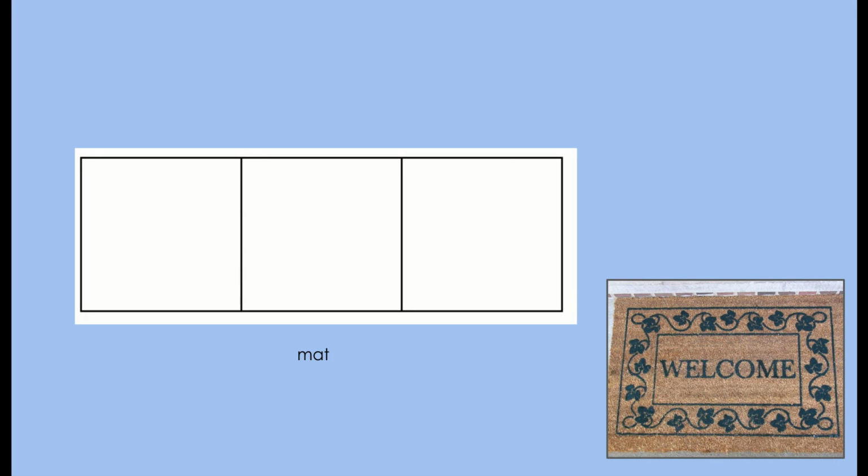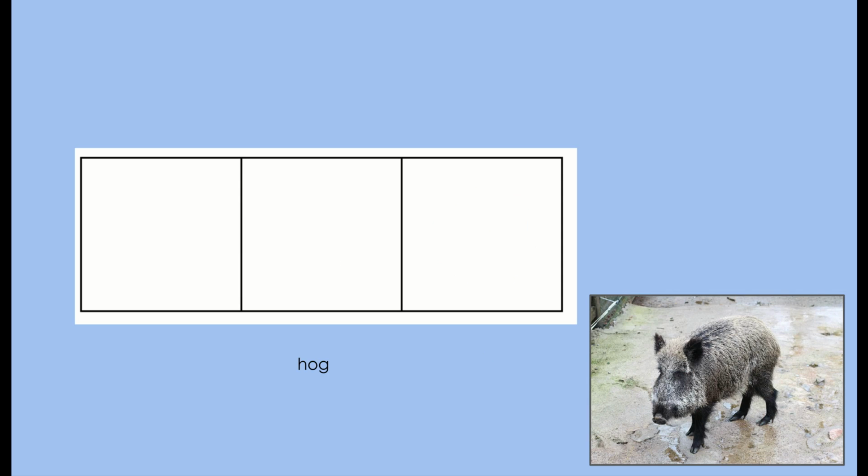Now let's practice breaking apart words into their sounds. Ready? The first word we're going to pull apart is the word mat. The first sound in mat is M. Next sound, A. And the last sound, T. At. Mat. The next word, hog. Og. Og. Hog.